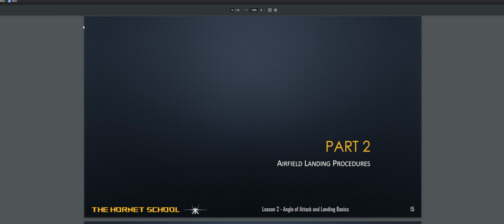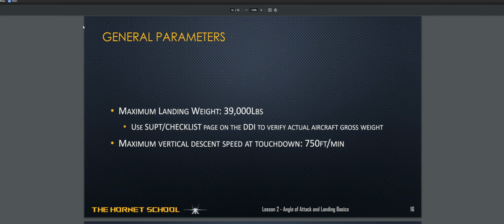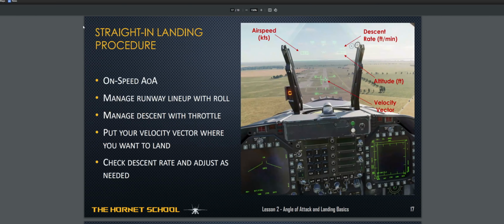Part 2. Airfield landing procedures. General parameters. Maximum landing weight, 39,000 pounds. Use the supplemental checklist page on the DDI to verify actual aircraft gross weight. Maximum vertical descent speed at touchdown, negative 750 feet per minute.